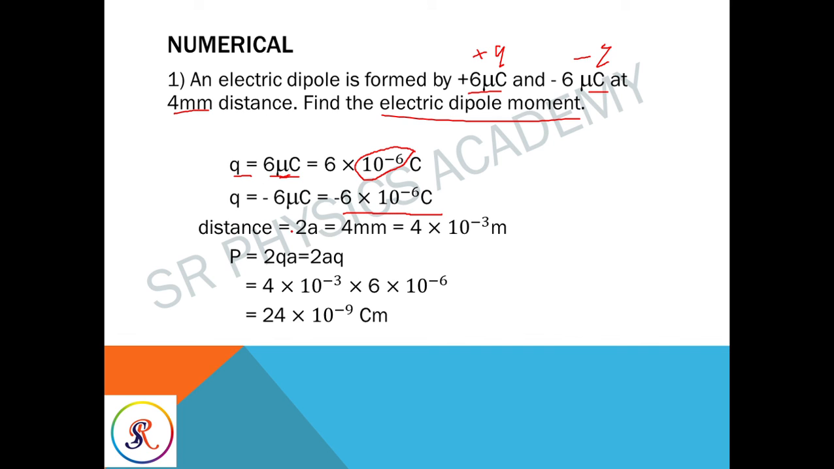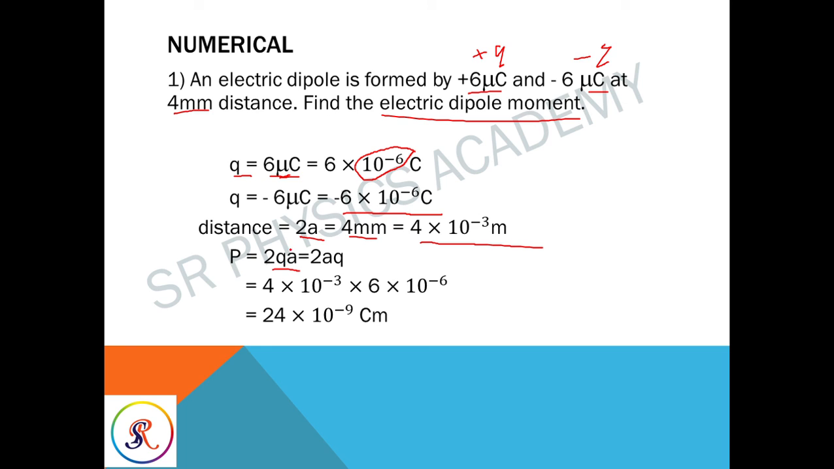Then the distance: 2a, they are giving directly as 4 millimeter. So we have only one value, 4 into, what is milli? 10 power minus 3 meter. Suppose they give centimeter, it means 10 power minus 2. Clear? Now P equals 2Qa. I told you before, the formula of electric dipole moment is P equals 2Qa.